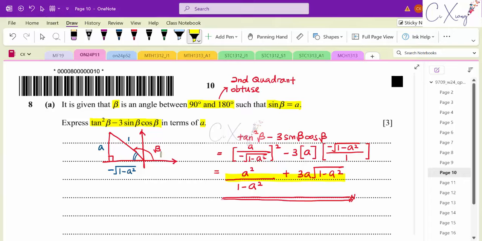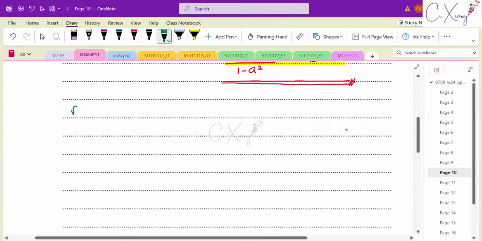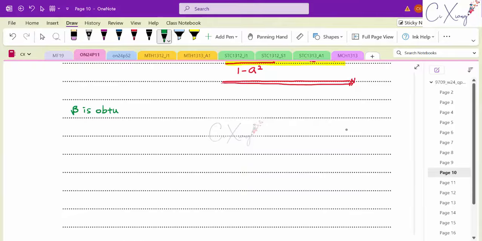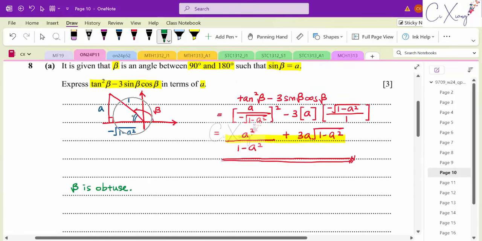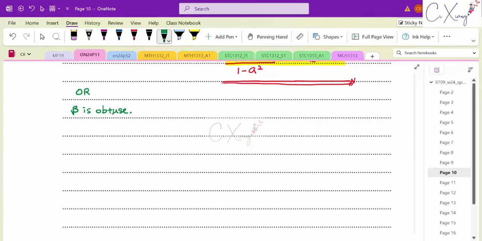If I draw the triangle in the second quadrant, just in case some students are using just a normal triangle to represent and find the value, then this is how you solve it. And you need to know that beta is an obtuse angle. So this is another type of solution you can consider if you don't really like the first method. Alright, so if you want to use the other method, you need to know at first that beta is an obtuse angle.